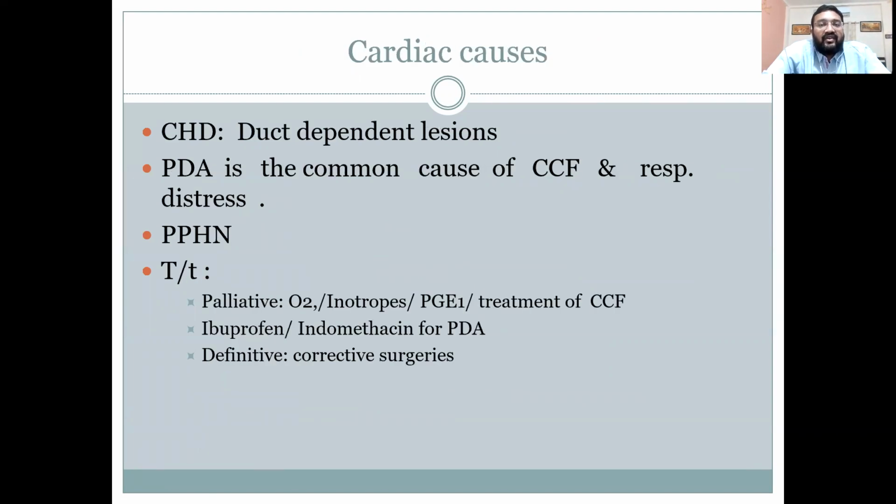The common cardiac causes of respiratory distress in newborn are congenital heart diseases like duct-dependent lesions. PDA is the common cause of CCF and respiratory distress in newborn. PPHN, that is persistent pulmonary hypertension of the newborn, is another important cause. Treatment is mostly palliative in the form of oxygen therapy, inotropic agents, prostaglandin infusion, and treatment of CCF. In case of PDA, you can start ibuprofen or indomethacin, and definitive management of cardiac causes is corrective cardiac surgery.